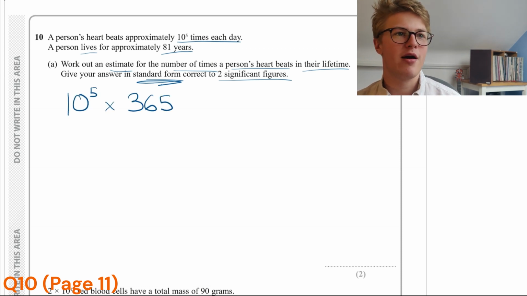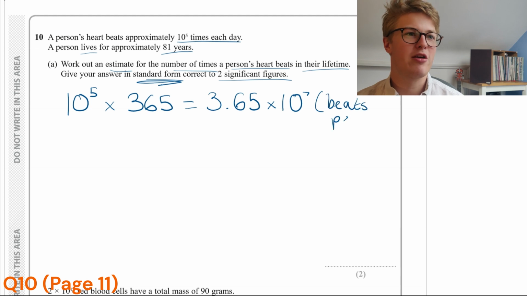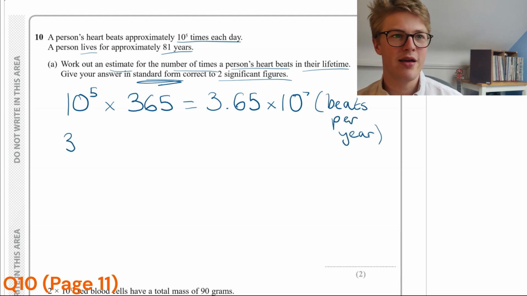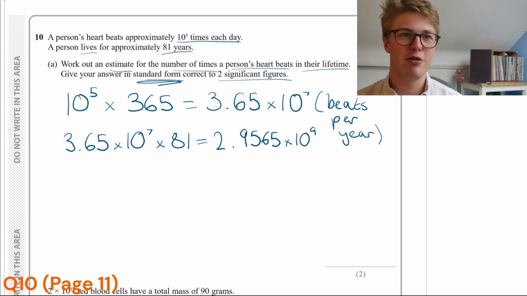So 10 to the power of 5 times 365 is going to be the number of beats per year, which is 3.65 times 10 to the power of 7. 3.65 times 10 to the power of 7, the beats per year, times the number of years a person lives, which is 81, is 2.9565 times 10 to the power of 9. This rounds to 3.0 times 10 to the power of 9 to 2 significant figures.